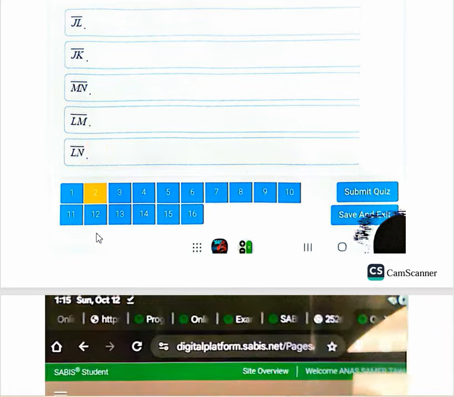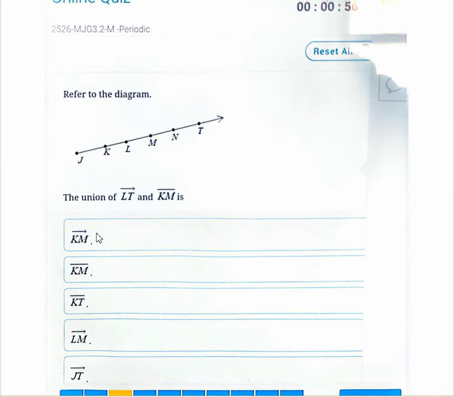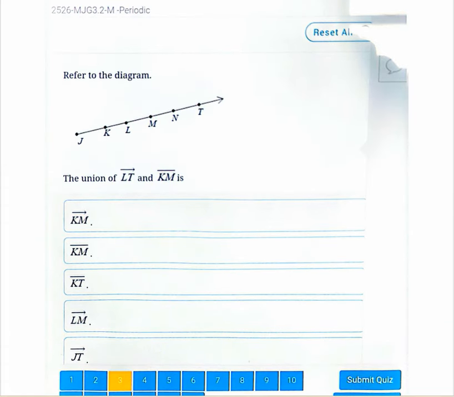Okay, I'm trying to hurry up because I know the time is really short and it's night already. So if I make a mistake, I apologize for it. You can always tell me to correct it. Now this one, KM. Now you see KM is going in this direction. Sorry, my bad. KM is a segment here, this one. Now LT. LT is all of that here. So where is it overlapping? LM.